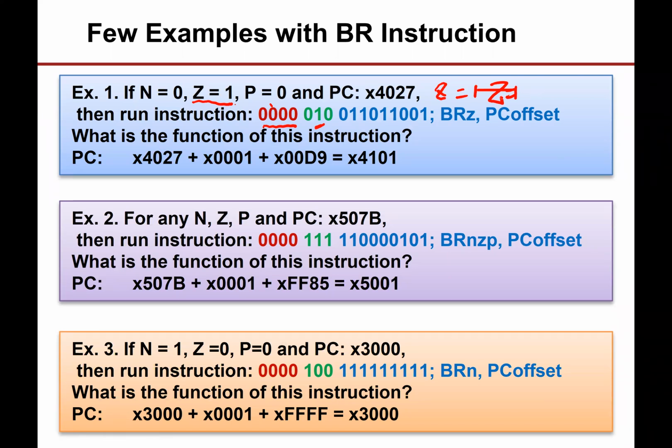So this means that the condition is satisfied. Okay, so when the condition is satisfied, this means a branch is taken. So we need to calculate the new PC. How to calculate the new PC? The new PC here is the current PC. This is the current one for this instruction.